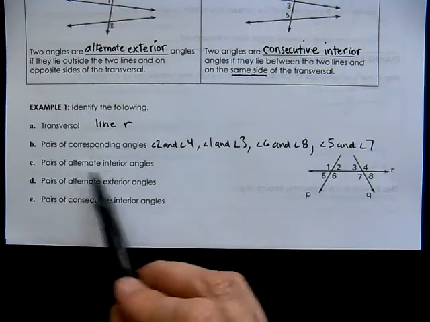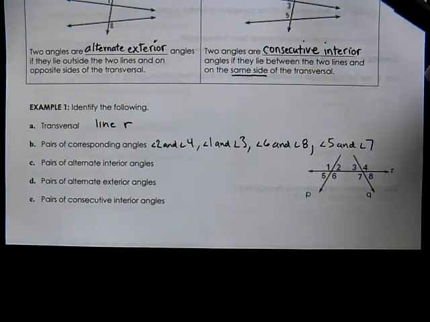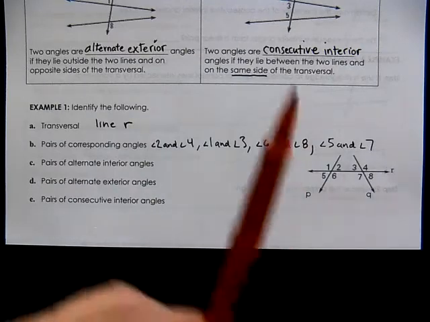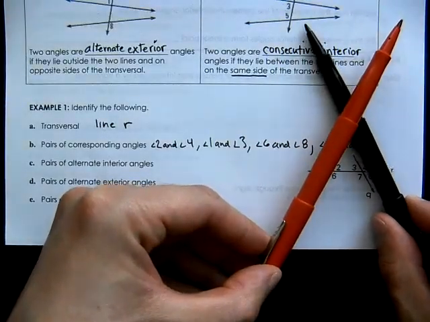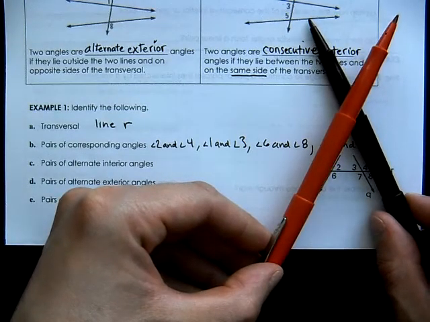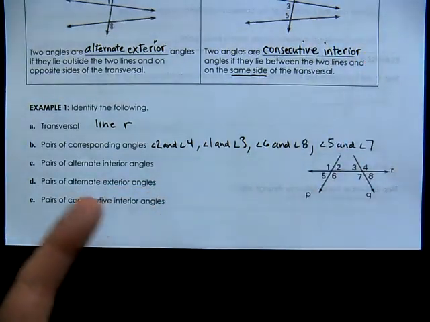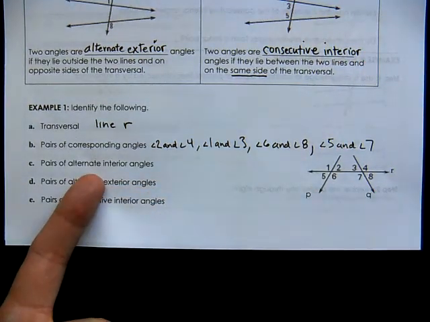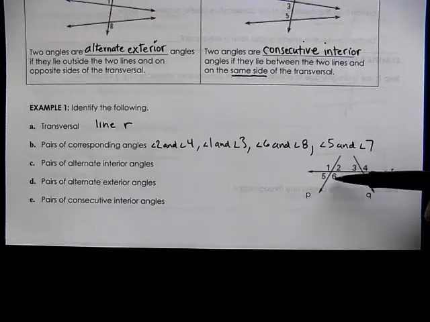Let's find pairs of alternate interior angles. Alright, so again, interior angles have to be between the two lines, so that means we're looking at angles that are between the two lines. So we're talking about angles 2 and 3 and 6 and 7. Those are interior angles that we will pick from. But alternate means they have to be on opposite sides of the transversal. So 2 is above the transversal, 3 is above the transversal, 6 and 7 are below it.